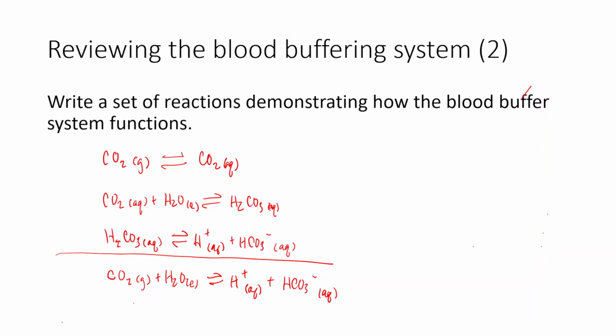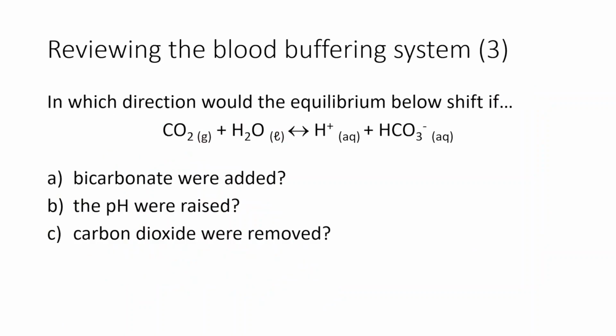That makes sense to everyone? Add together the equations. Cool. Great. Sorry, that did not need to take that long. Okay. So now we have our equilibrium written here, much neater. So think about each of these three questions. In which direction would the equilibrium shift if bicarbonate was added, if we raise the pH, and if carbon dioxide is removed? So take a couple minutes, write down your thoughts.